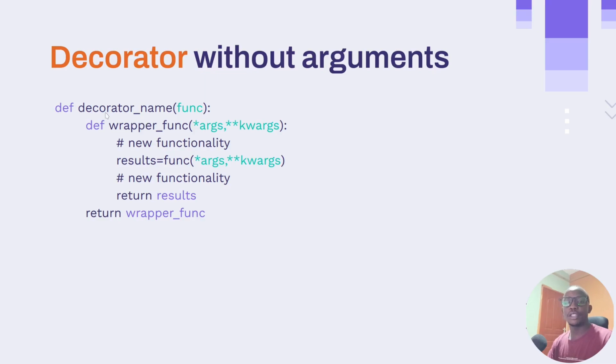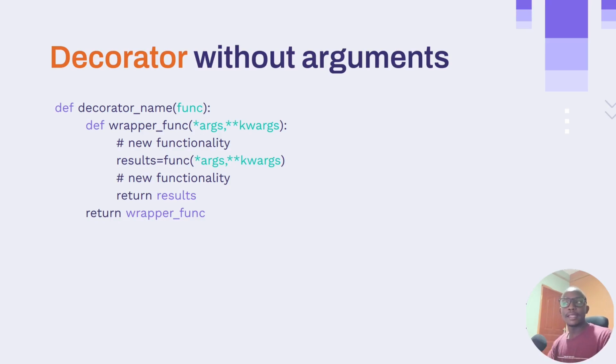So the first function that you define is going to hold the name of the decorator. And this first function is going to take the function that you plan to extend as an argument. And then inside of it, you're going to define another function. This function, in this case we're calling it the wrapper function, is going to take the arguments, positional arguments or keyword arguments, whichever, that are specific to the function that you plan to extend. I hope that is clear.